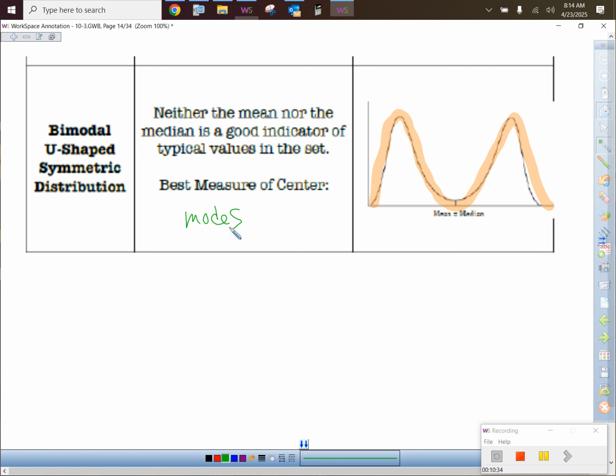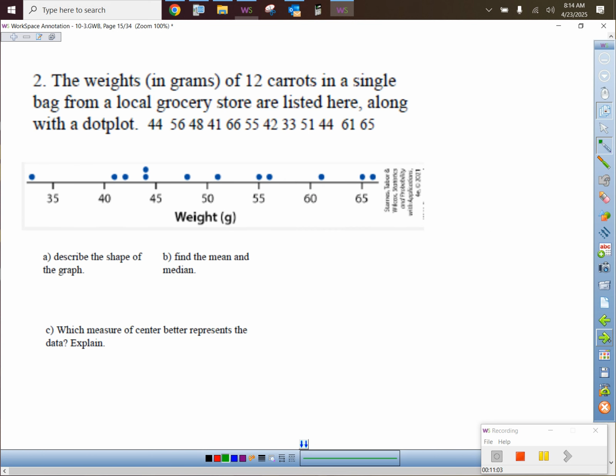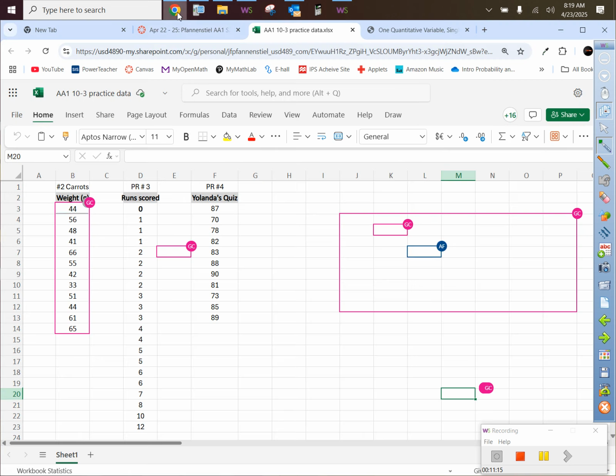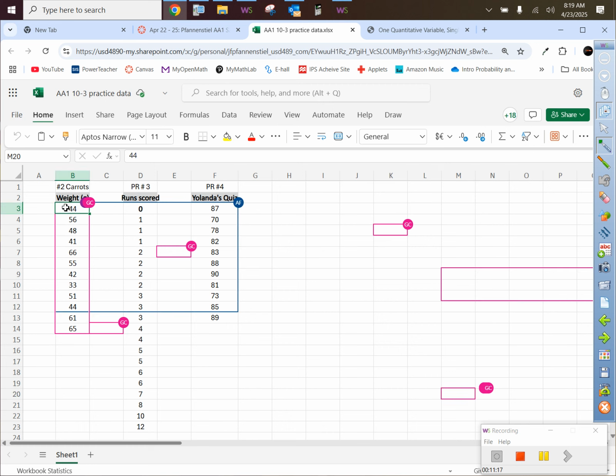But this is a very weird situation. You don't have that happen too often in the data we look at. So let's do it. I do have the carrots data on that spreadsheet, so let's go and learn how to copy and paste again into this. Here it is. They made a dot plot of it. I want to do it anyway, so we'll go to this. Here's the carrots. Just copy it.